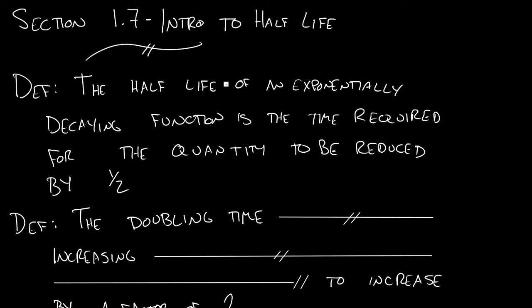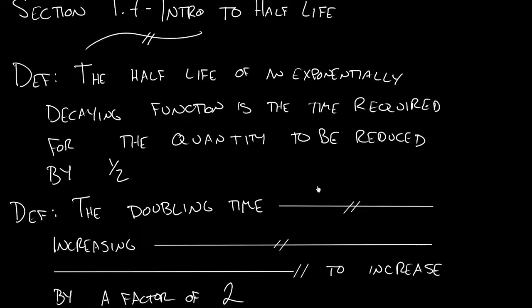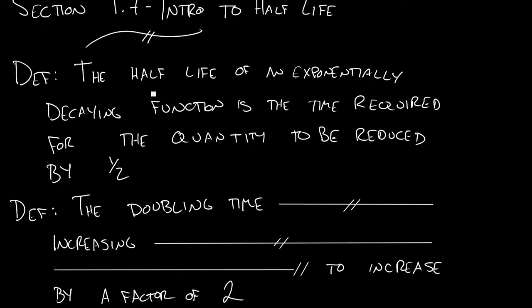Hey guys, in this section we're going to be covering the ideas of half-life and doubling time. Specifically, for an exponentially decaying function, so for an exponential function that's decreasing, the half-life is the amount of time it takes for the output quantity to be reduced by a factor of 1/2, right? The doubling time is kind of the parallel for that. That's if your function's growing, it's how long does it take to double what you initially started with.